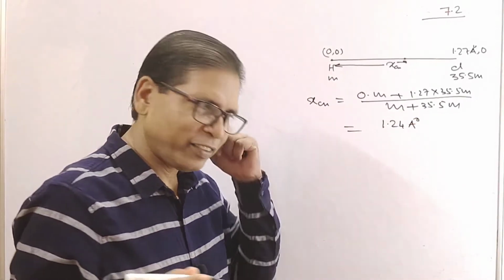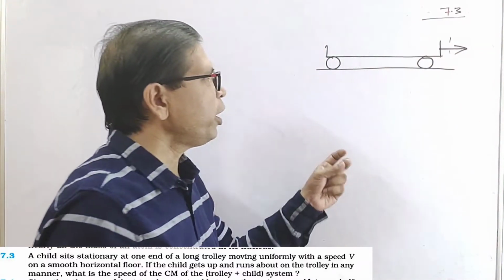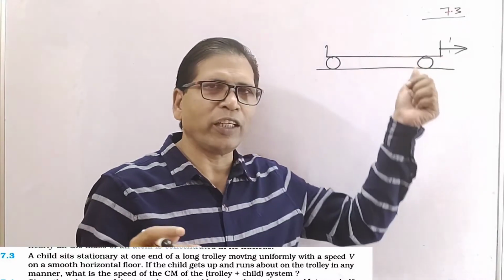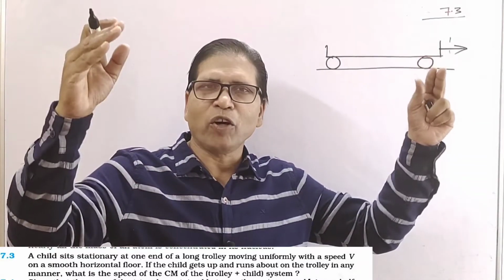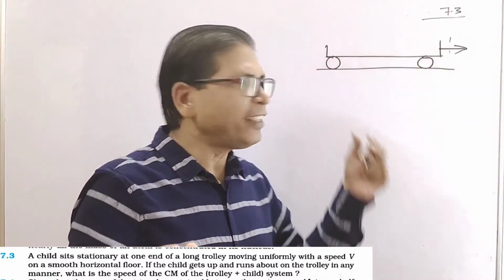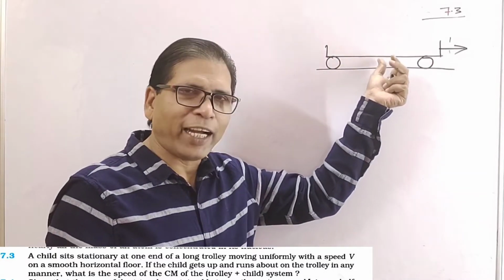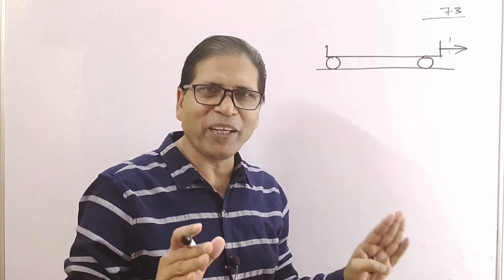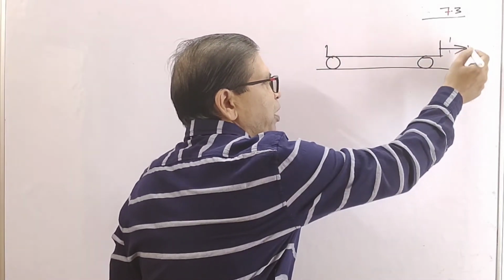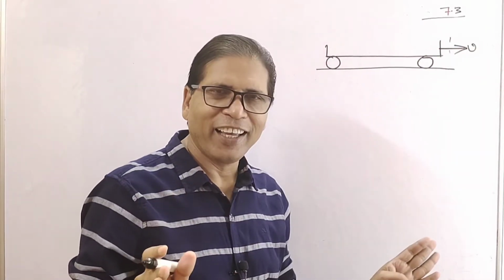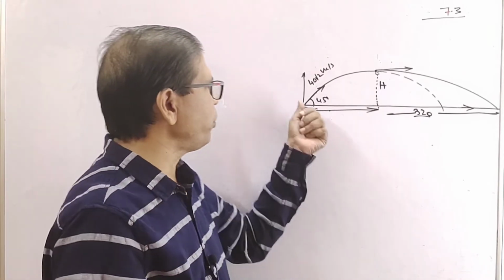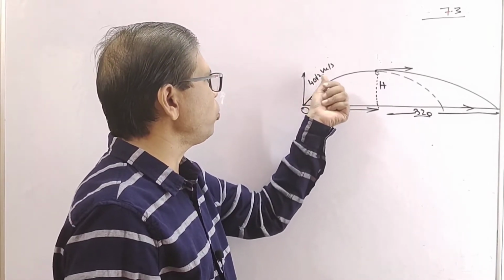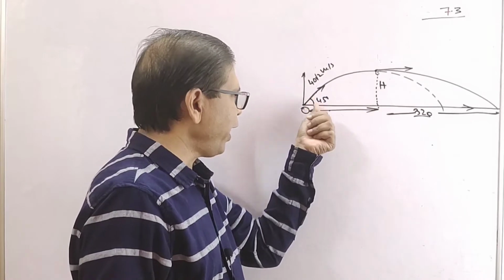Now next question is, if the boy runs on the trolley or stands up on the trolley, what will be the velocity? As there is no external force acting on the trolley-child system, the velocity remains the same. Therefore velocity becomes v.